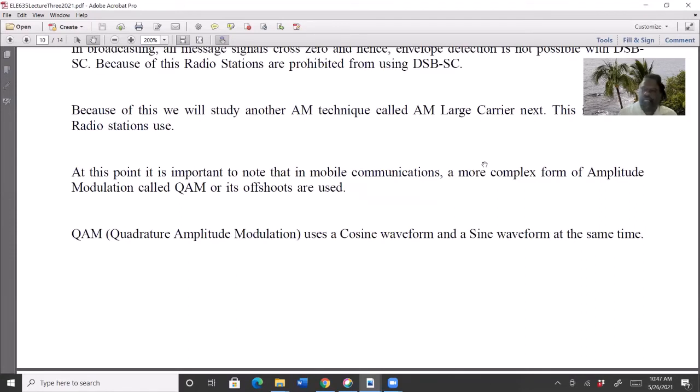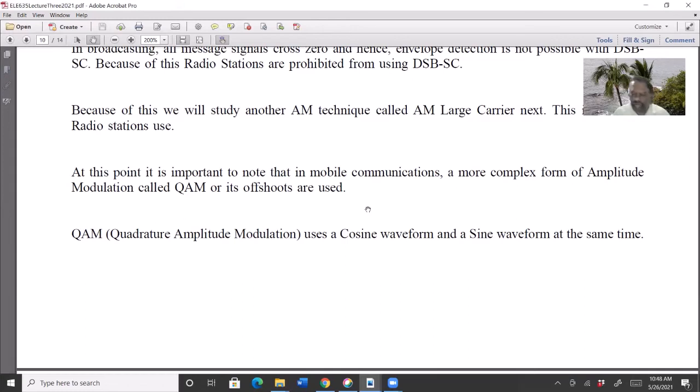That's the next technique, which is called AM large carrier. But before that, you have to understand that in mobile communication, your cell phone uses a more complicated form of amplitude modulation called quadrature amplitude modulation, QAM. In this method, you take the message signal and use a cosine waveform to modulate, and also a sine waveform to modulate. That's why it is called quadrature. Sine is shifted from cosine by π/2, so you get a nice vertical and horizontal axis. It gets slightly more complicated, and we are not going to study this. What you need to understand is your mobile phone does not use DSB-SC or AM large carrier, it uses something called QAM.